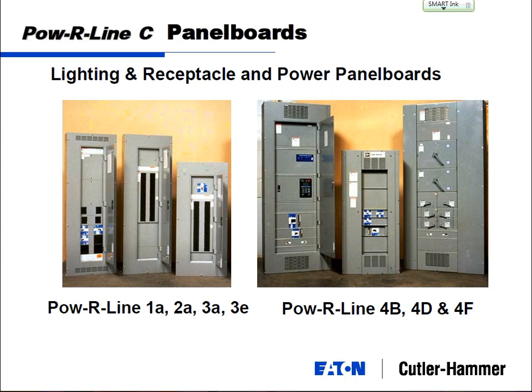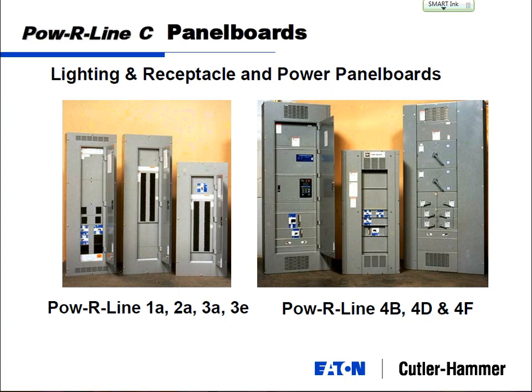So we really divide these into 2 categories, and one would be called the lighting and receptacle panels. It's a name that's been lingering on for years, even though it's not recognized by NEC anymore. And the other is the power panel boards. So the lower end of our panel boards, power line 1, 2, 3, are called lighting and receptacle panels. Generally speaking, low amperage, 400 amps or less, a lot of 20 amp 1-pole breakers.